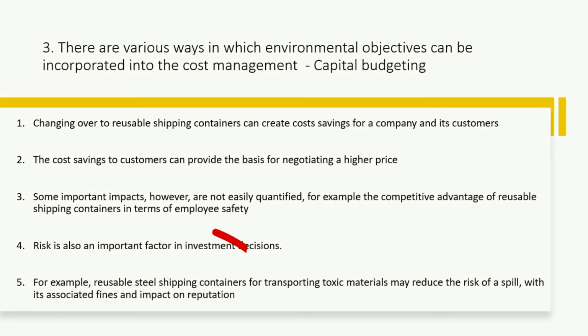Risk is also an important factor in capital budgeting decisions. For example, reusable steel shipping containers for transporting toxic materials may reduce the risk of a spill with its associated fines and impact on reputation.